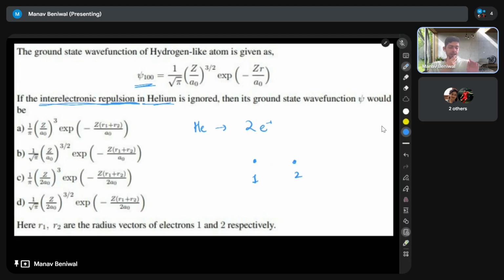And then what do we have to find? We have to find the ground state wave function of this helium atom. So that is our problem. Do you want to guess or should we solve it?